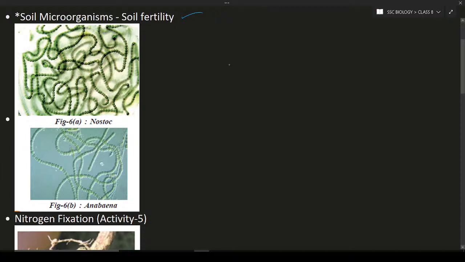Soil fertility means that the soil contains all the necessary nutrients. For example, the soil should contain calcium, magnesium, phosphorus, potassium, sulfur, nitrogen, and so on. When these are all present in the soil, it is known as fertile soil. Fertile soil is good for the plants, and plants will grow better in fertile soil.